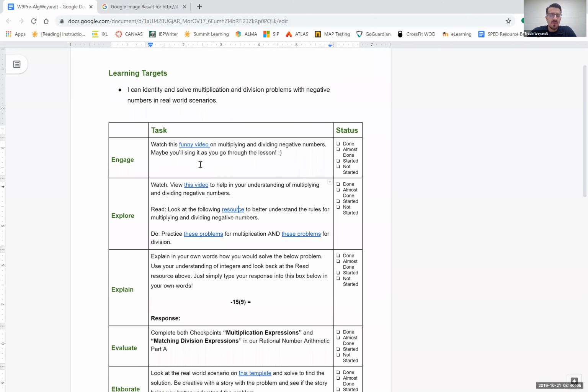To start out, we're not going to watch this, but I found a funny video on multiplying and dividing that may become a little bit redundant and maybe annoying to you. I don't know, but I thought it was a funny video that you can watch. Sometimes these funny videos get in our heads, and they actually help us learn and remember things, like rules and examples in math. So go ahead and watch that funny video.